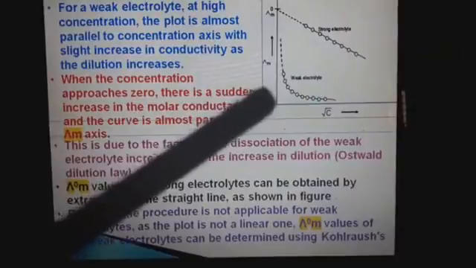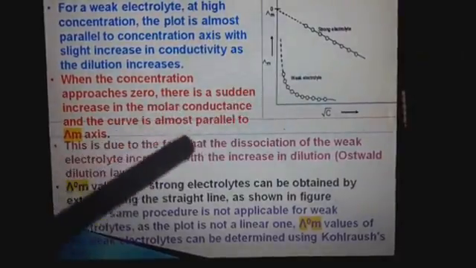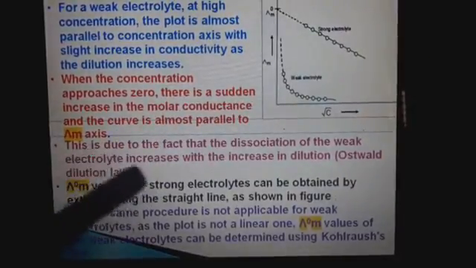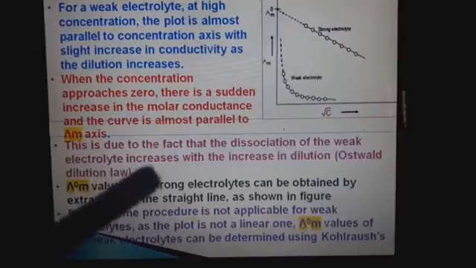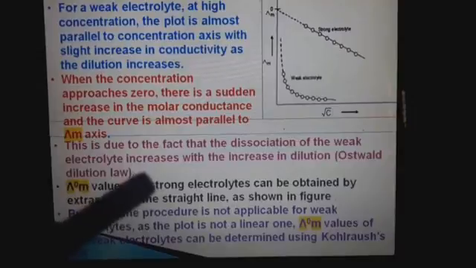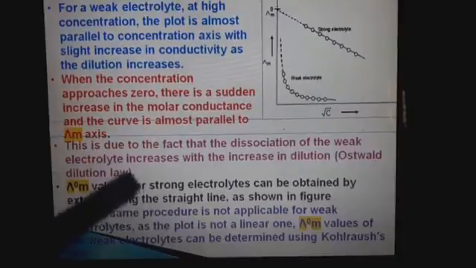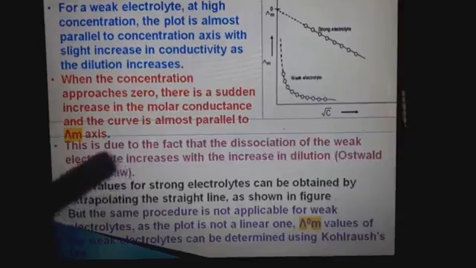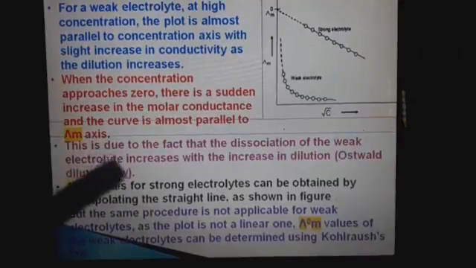From this graph we see this point. What is the reason for this? The dissociation of the weak electrolyte increases with more dilution. As per Ostwald's dilution law, more dilution means more dissociation of the weak electrolyte. Positive and negative ions dissociate more at high dilution.